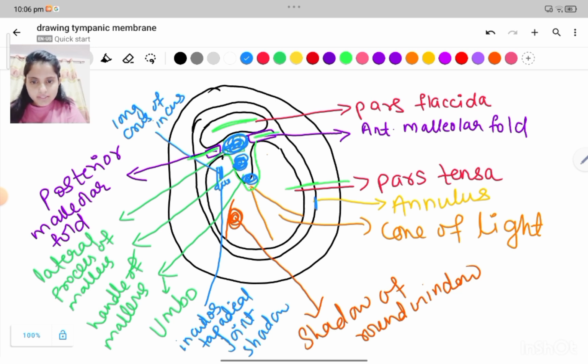This is the annulus, and in the posterior superior quadrant we can see the shadow of the long crus of incus, and in the posterior inferior quadrant we can see the shadow of the round window.